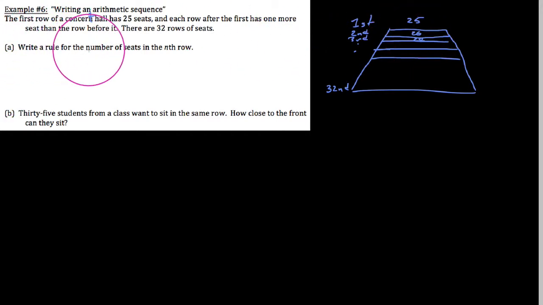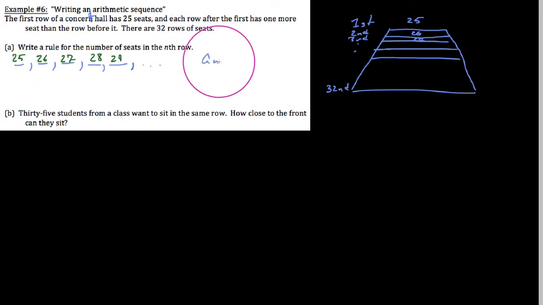So what we want to do is write a rule for the number of seats in the nth row. I suppose we could start by writing out a few terms of this sequence. The n represents the row that you're in, and a_n represents the number of seats in that row. So our first row has 25, the next row has 26, then 27, 28, 29, and so on. We aren't currently aware of how many seats are in that 32nd row, but we could determine this. Our job right now is just to write a rule for the number of seats in the nth row.